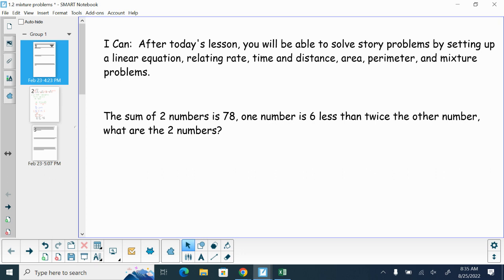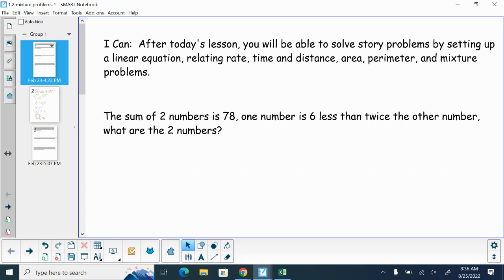Then we get to venture into the world of story problems. Story problems is a matter of reading statements, manipulating statements, and developing algebraic expressions and also equations to be able to solve problems.